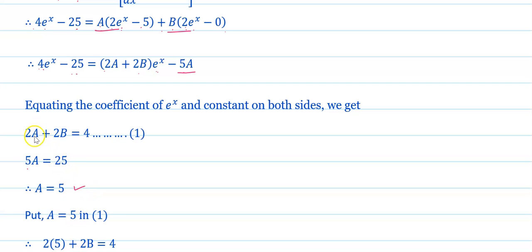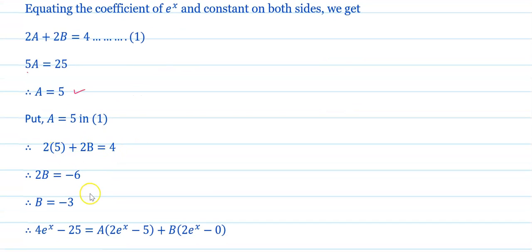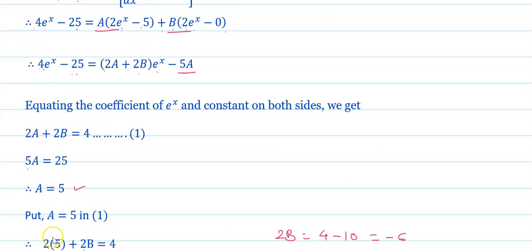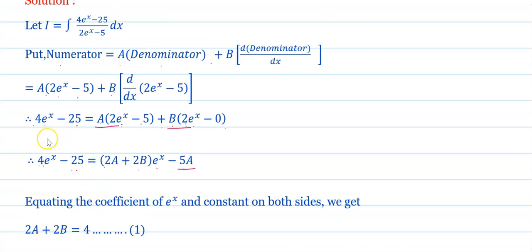Put a = 5 in this equation. 5 into 2, 10. 10 + 2b = 4. Therefore 2b = 4 − 10, and that will be −6. Hence 2b = −6, and hence b = −2. And hence we have expressed the numerator, sorry, in terms of the denominator. Substitute the value of a and b here.